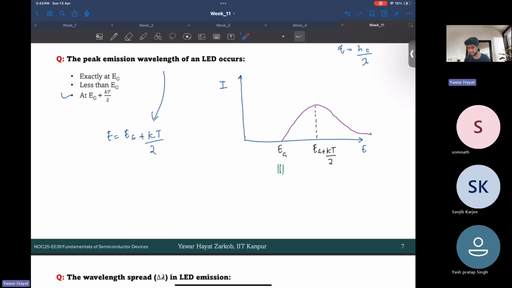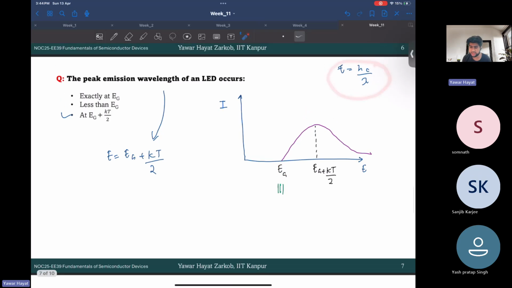Now what I was coming to is, corresponding to Eg, what would be your wavelength? The point is you won't have emission at only one wavelength, but rather distributed over a range of wavelengths, right? For each energy E there is a corresponding wavelength, and E and lambda are related by this formula. For this Eg, what is the corresponding wavelength? It would be hc by Eg, right? Similarly, you can compute the wavelength corresponding to this energy. It would be hc divided by Eg plus kT by 2. Correct?